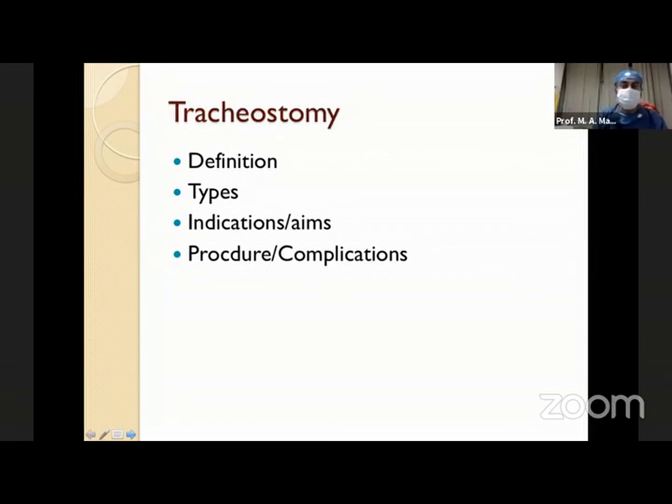A classical complication is bleeding or hemorrhage. We can have subcutaneous emphysema or surgical emphysema. We can also have wound infection. We can injure the esophagus. We can even injure the recurrent laryngeal nerve. But the classical complications are bleeding and surgical emphysema. So that is all about tracheostomy.